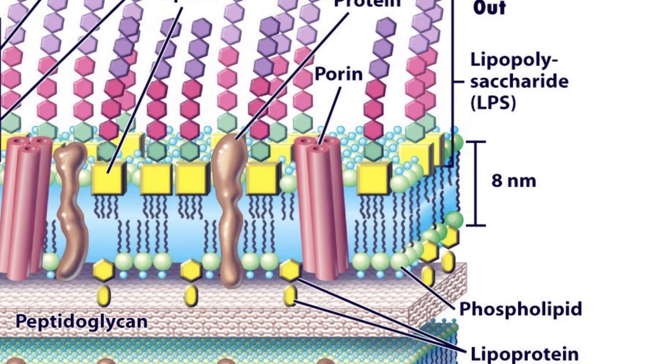First, it is not a permeability barrier. Scattered throughout the outer membrane are protein tubes called porins. And these porins allow small molecules to pass through to the cytoplasmic membrane.